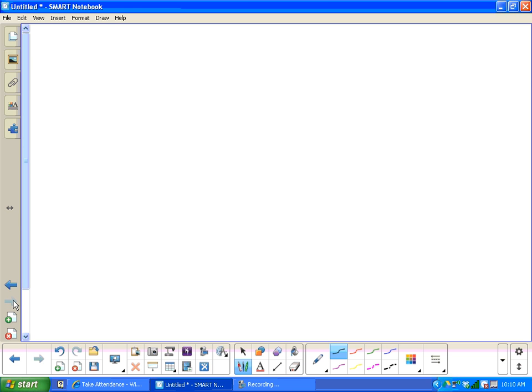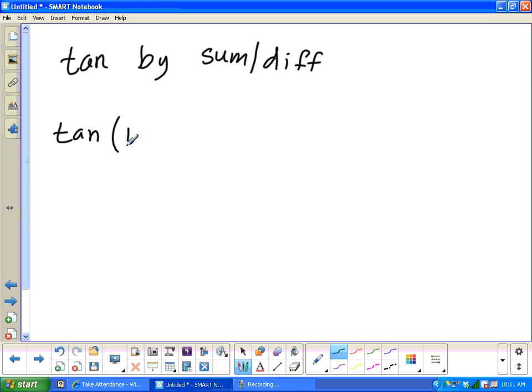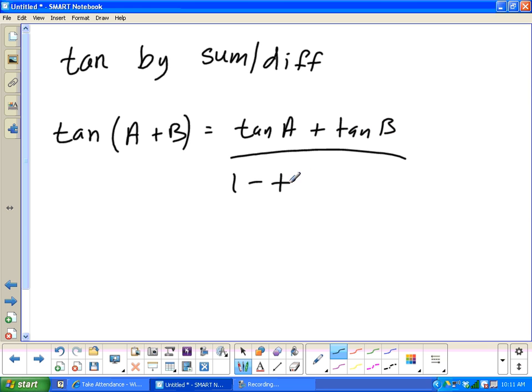Yeah, that makes sense. All right, so we're going to find tangents by our sum and difference formulas. Now, look at your reference sheet, and what you're going to find is a formula for tangent. So you've got tangent of a plus b. Now, I would write this down, but I'm just going to show you one of these. Tangent of a plus b is tangent a plus tangent b over 1 minus tangent a times tangent b.